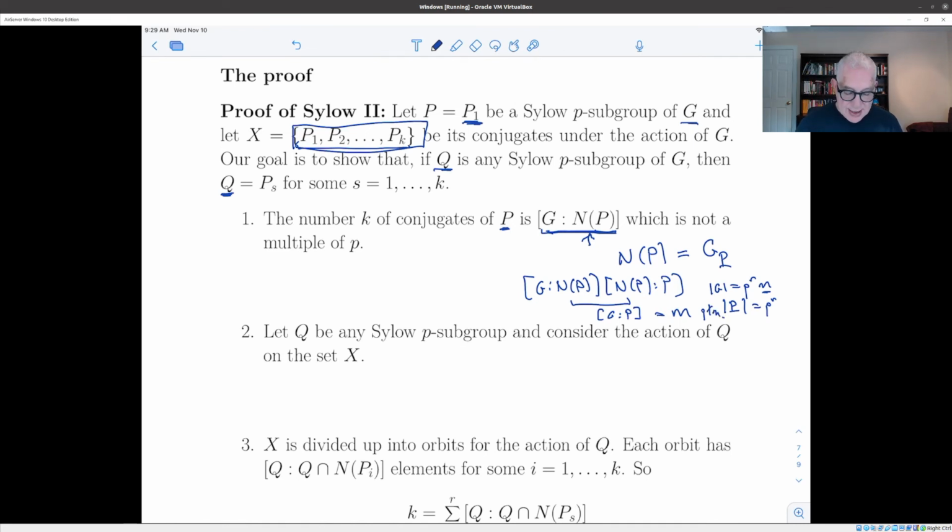The second thing is now we take any Sylow P subgroup Q and we let it act by conjugation on the set X. Because the set X is all the things you can get by applying arbitrary elements of G to P, and Q is a subgroup of G, if you take elements of Q and you apply them to P1, it's going to rearrange the elements in this list, but it's possible that you don't get all the elements in this list.